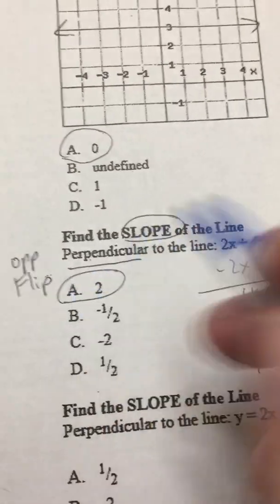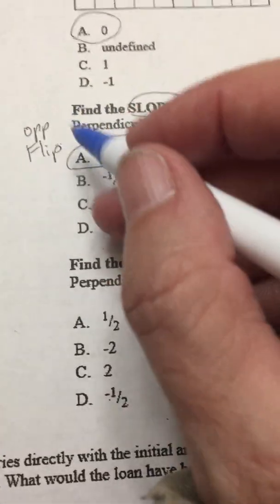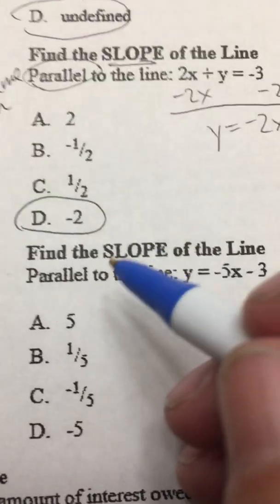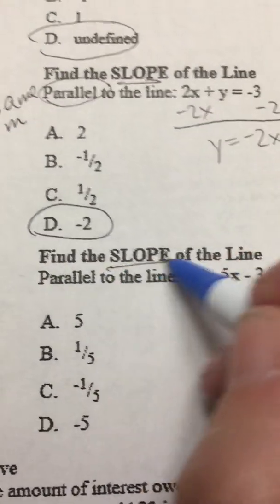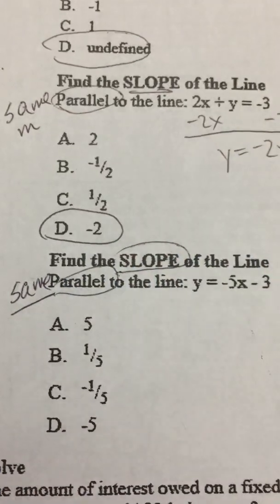So there it is right there, A. So be careful about those. As soon as you get that number, check to see, am I looking for the same one or the opposite? Okay, opposite and flipped. Find the slope again of a parallel. So this will be same. I make myself a note that that's what I'm looking for is the same.